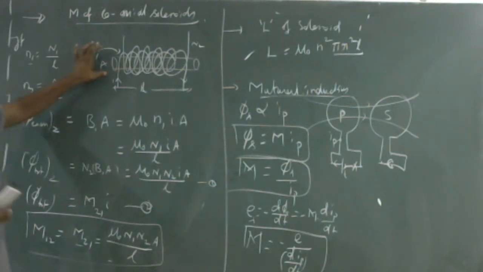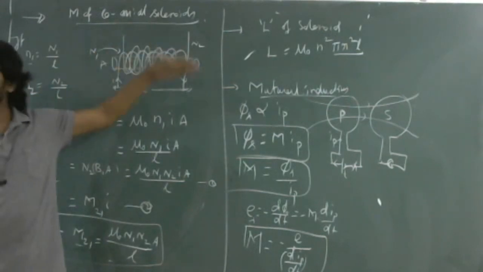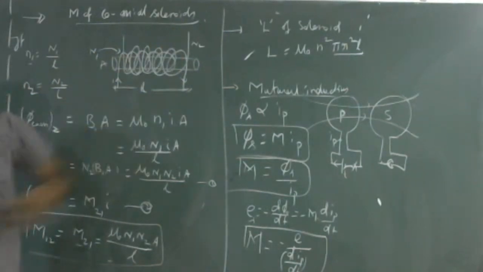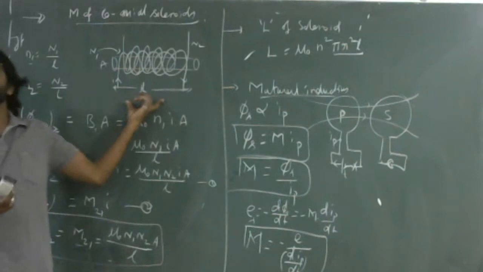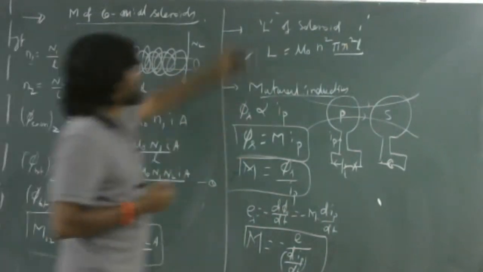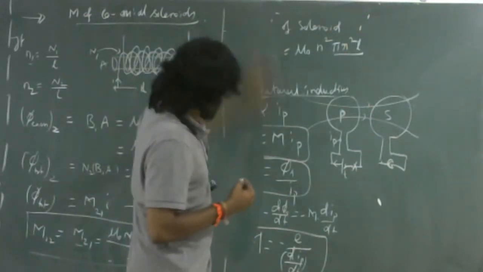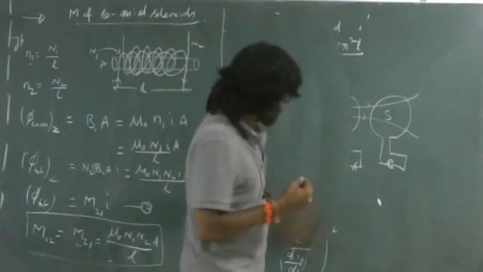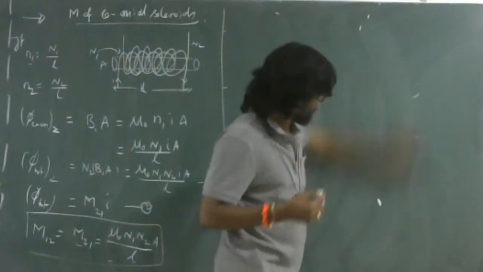The area of both solenoids is the same because they are wound on the same core, having the same area. Here we have considered the length of the solenoids also the same. Alright. Next, we'll see briefly what is energy stored in a solenoid. Let's note down. Energy stored in a solenoid.